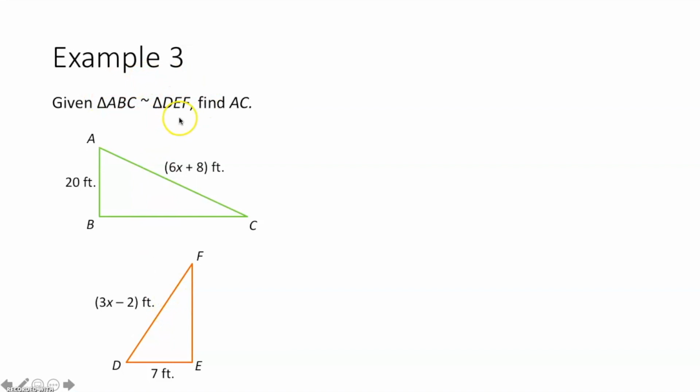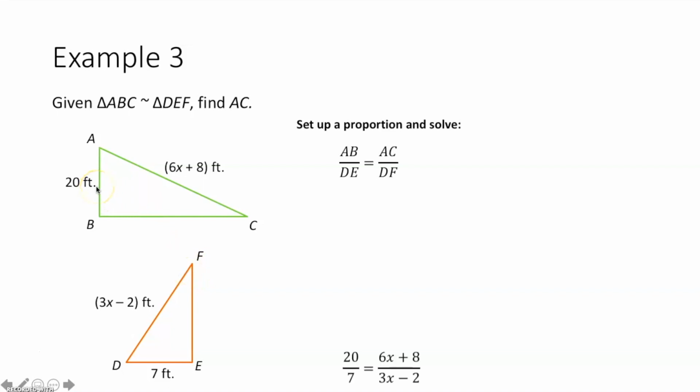Example 3 says, given triangle ABC is similar to triangle DEF, find the measure of AC. So we are given that these two triangles are similar. This will help us set up a proportion and solve. So let's do that. I'm going to go with AB over DE is equal to AC over DF. Now I plug in the given values, and when I do, I see that I have to cross multiply.